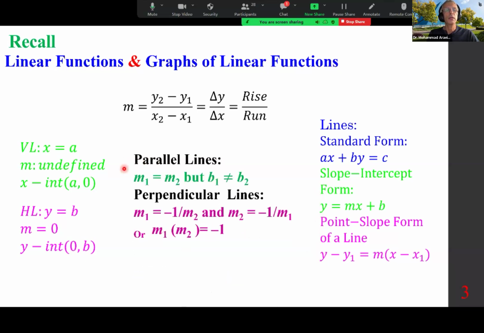Two lines are parallel if they have equal slopes, m1 equals m2, but b1 is not equal to b2. And they are perpendicular lines if m1 is equal to negative 1 over m2 and m2 equals negative 1 over m1, or in short, their product is negative 1.